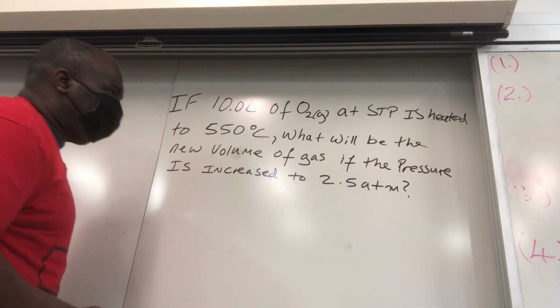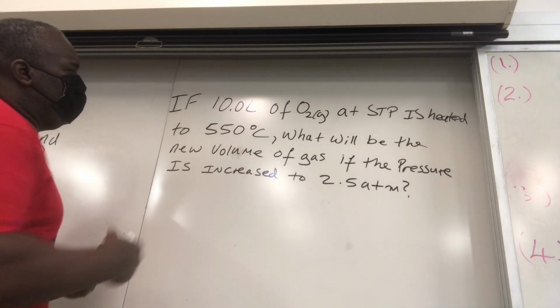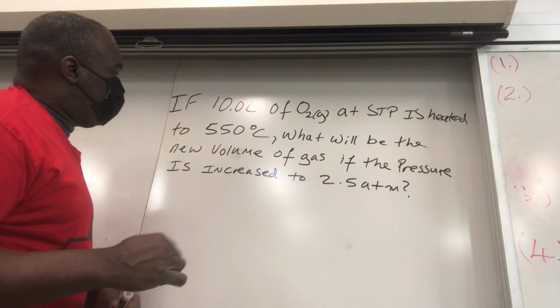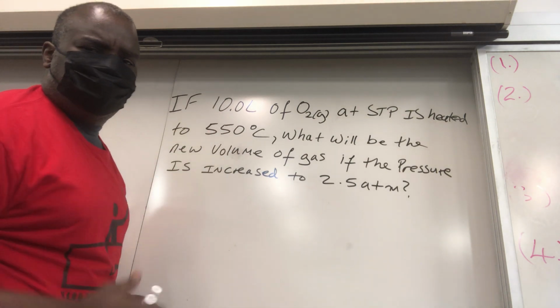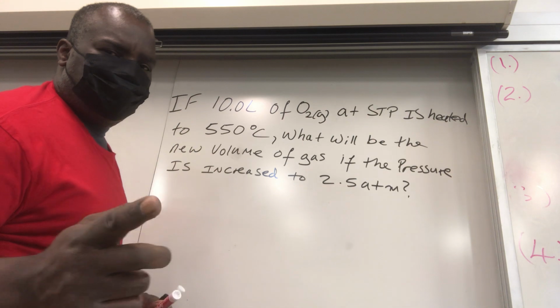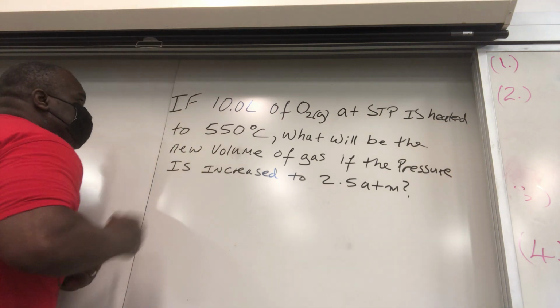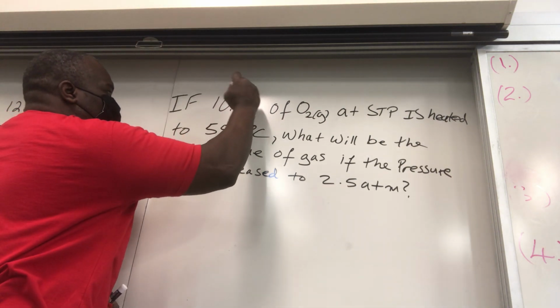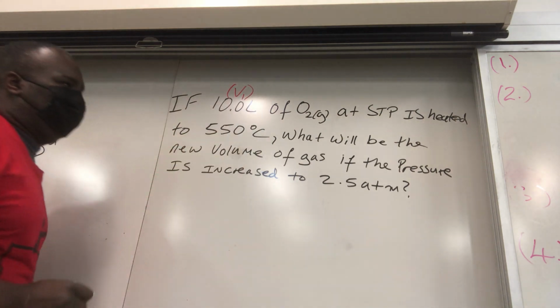So we have here 10 liters. So 10 liters is going to be what variable? Starting what? Starting volume. So that's going to be our V1. We'll leave that guy as V1. Bam.